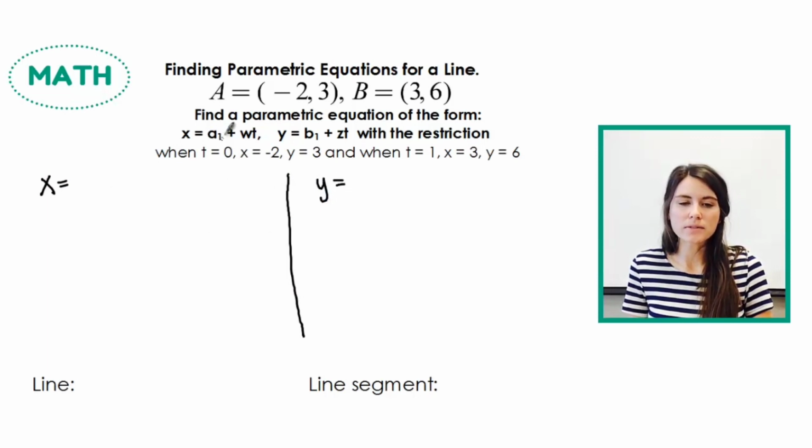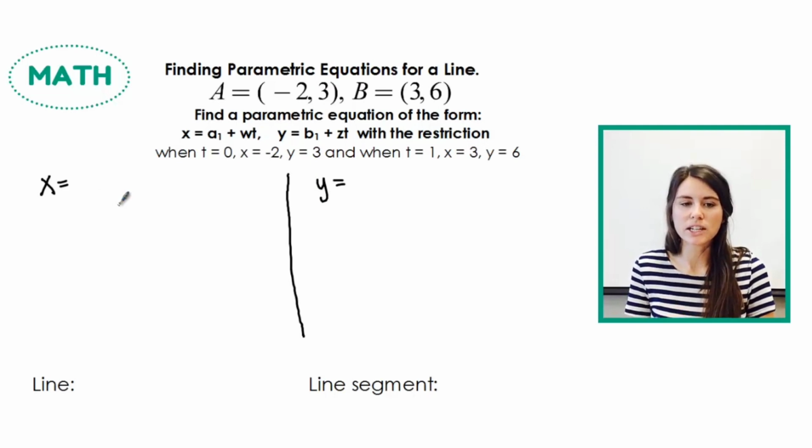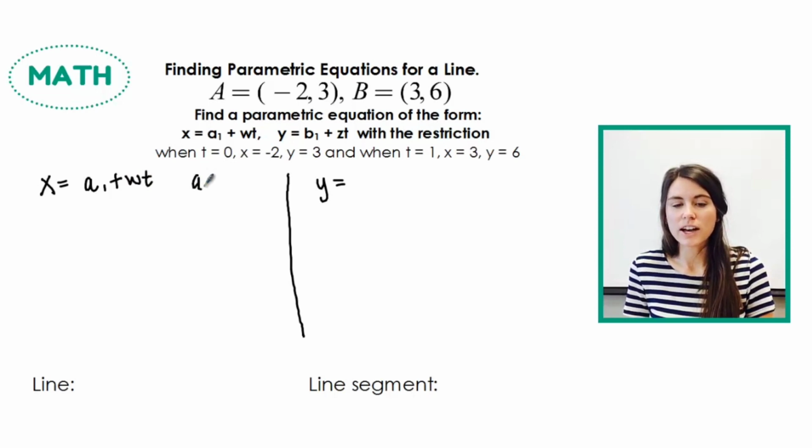Now this a1 for x, I'm going to write this down. I'm going to write down all the information I need so that I'm not confused going back and forth. In my equation, which is a1 plus wt, I need to find a1 and I need to find w. And I need to know these facts. When t is 0, my x is supposed to be -2, and when t is 1, my x is supposed to be 3. I got those from these equations.